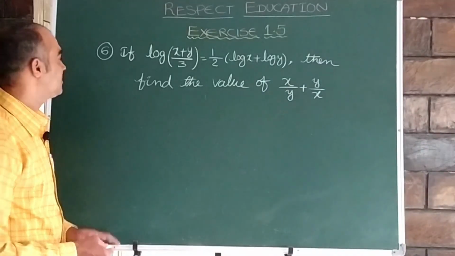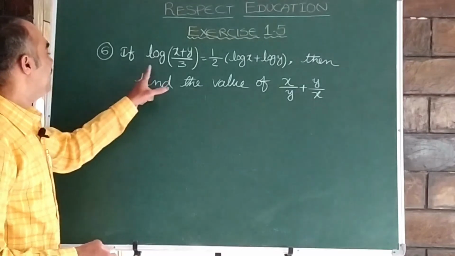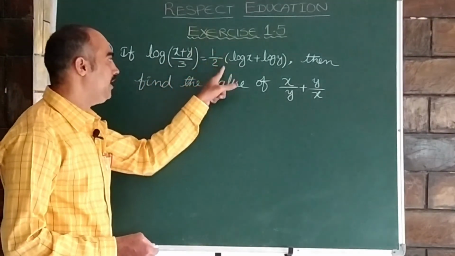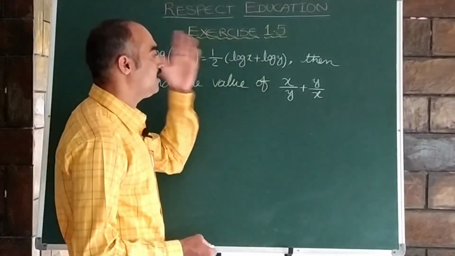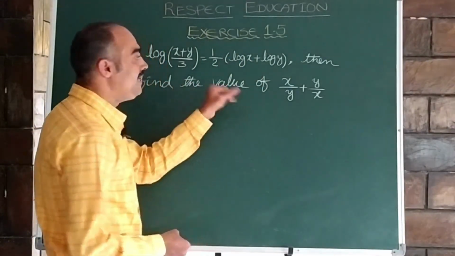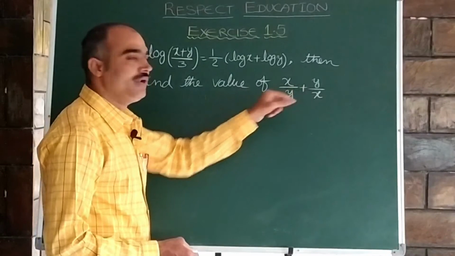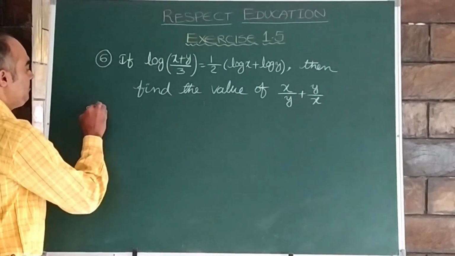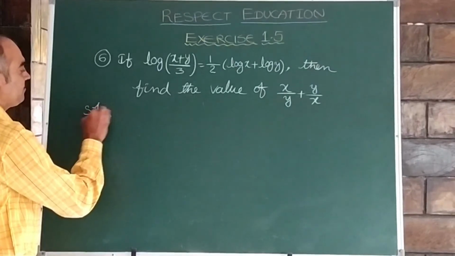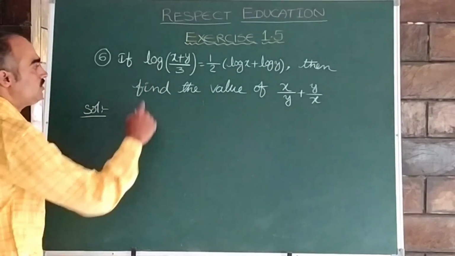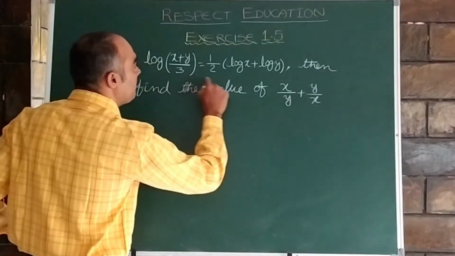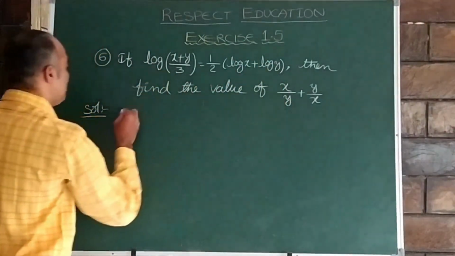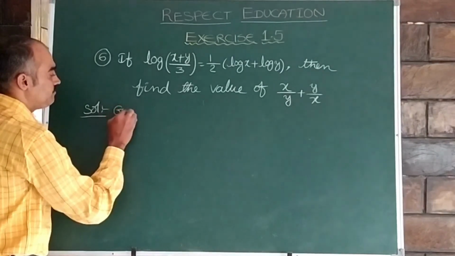Now let us see the next question, that is question number 6. If log of (x plus y) by 3 is equal to 1 by 2 times log x plus log y, then find the value of x by y plus y by x. So here this is the given if condition. Let us use it completely. So let us write here given.